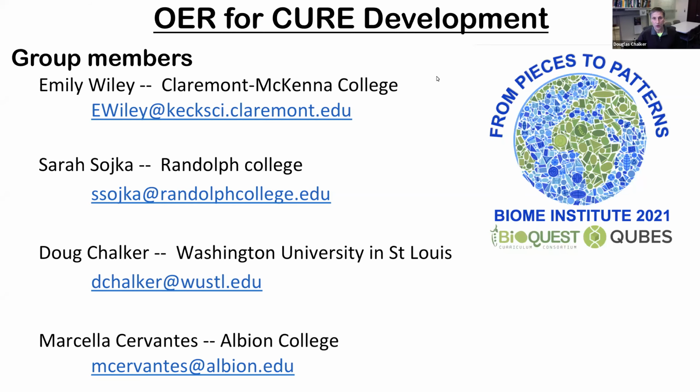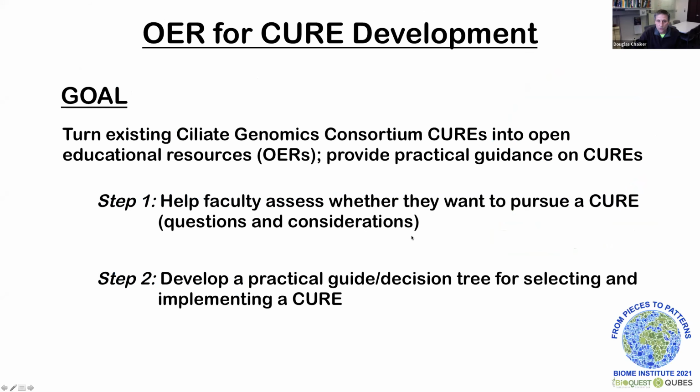So I want to share with you our results from our BIOME Institute working group this fall, where we were trying to develop open education resources for developing classroom undergraduate research products. Our group was Emily, Sarah, myself, and Marcella, who were all from either R1 or liberal arts colleges. Our overall goal was initially that we had a number of CUREs from the Celiac Genomics Consortium, and we wanted to develop these into open education resources and really get a practical guide for helping other people develop those CUREs.